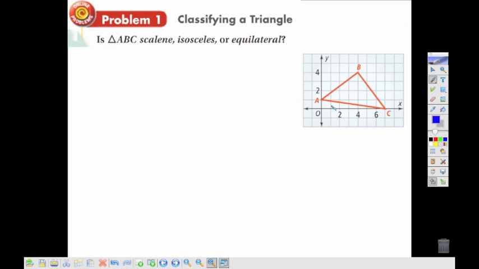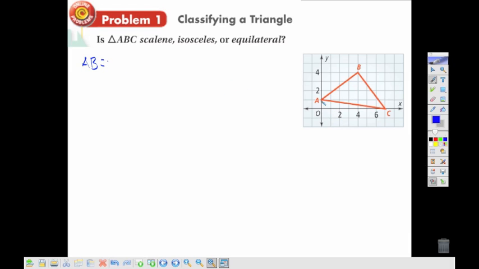So this first question is looking at a triangle. We want to know if it is scalene, isosceles, or equilateral. Now all of these things talk about the lengths of the sides, which means we're going to be using the distance formula to find out how long those sides are. So we just start one side at a time, A to B.